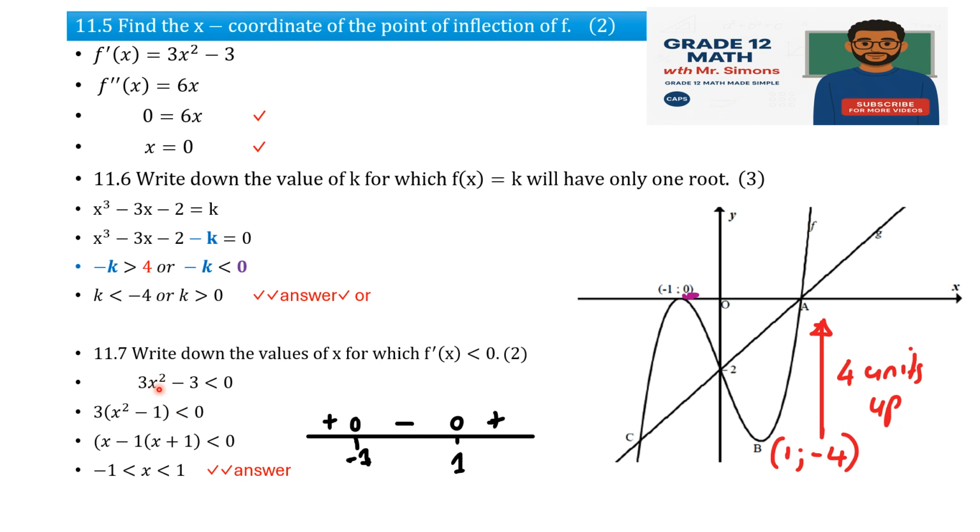Because it's x squared, the graph will always be plus minus plus. If it was negative x squared, it would read minus plus minus. But because it's positive x squared, it reads plus minus plus. Less than is where it is negative. If I said greater, it would have been positive. But less than, where is it negative? Between -1 and 1. So therefore x less than 1 and x greater than -1. So 2 marks for my answer.